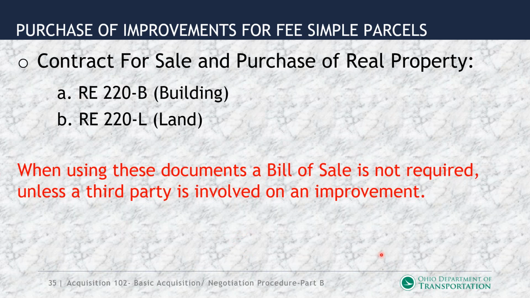All right, when using these documents, a bill of sale is not required. So a bill of sale is not required when we're dealing with the fee simple purchase of parcels because the contracts include the land and the improvements. So if you get a third party involved, that's when you would need to utilize a bill of sale. So if you've got a take from a fee owner and there's also a tenant owned improvement, that's when you would need to acquire the bill of sale from the tenant owner.